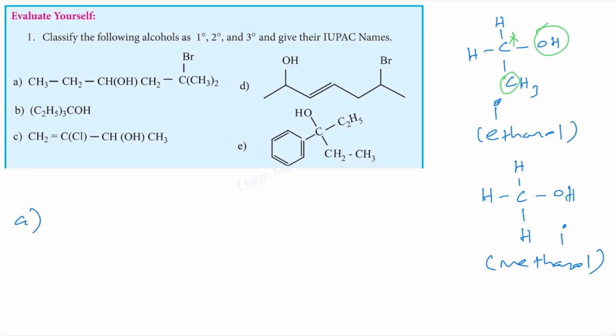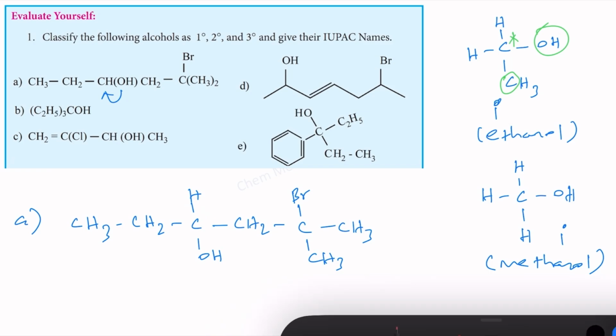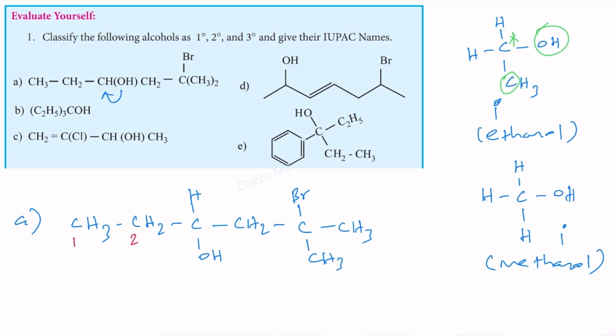Let us rewrite the structure given in option A. We have CH3, CH2 and then the carbon hydrogen and then the OH. Whenever something is given in parenthesis, it just means that it is directly connected to the carbon atom. And then CH2 and then CH3, CH3 and then a bromo substituent. Let's number it 1, 2, 3.